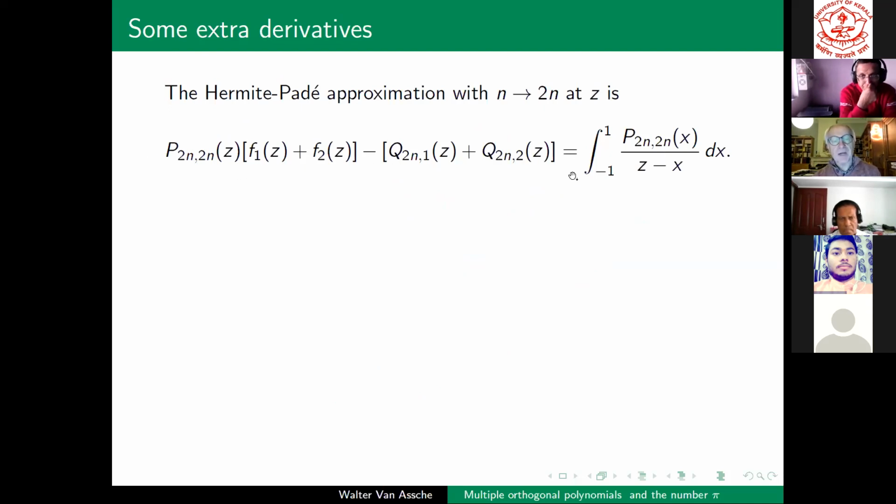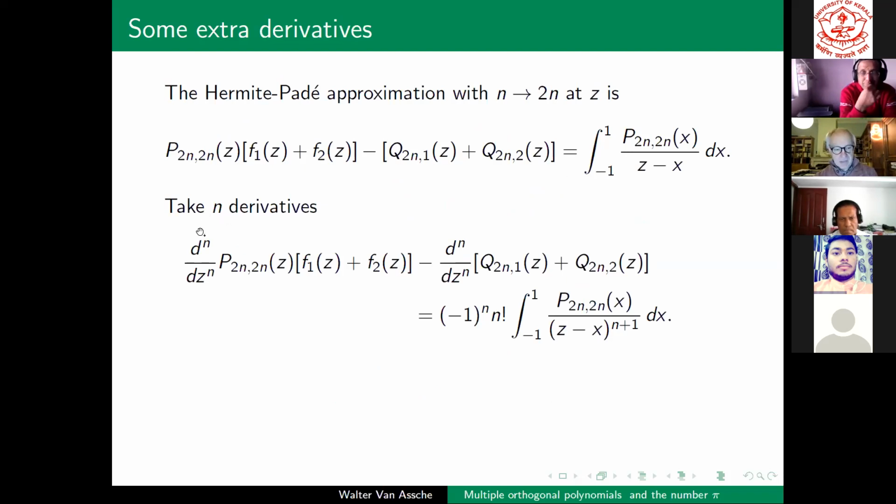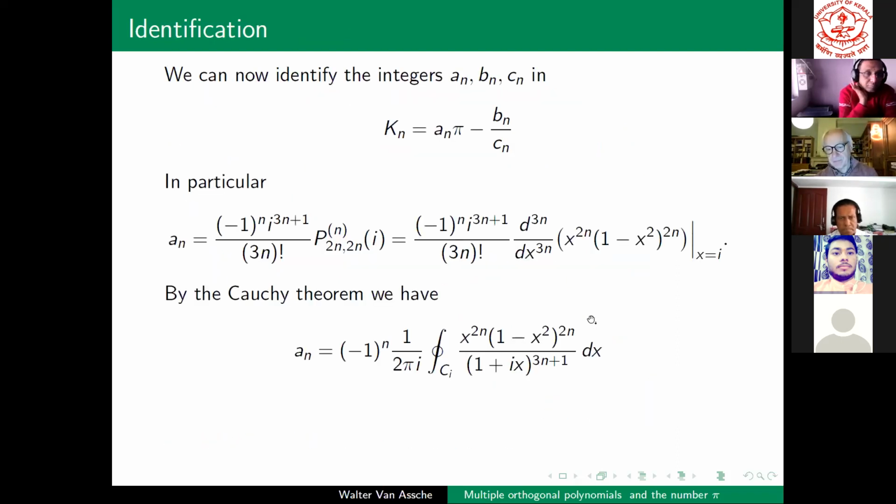So when I go back to the Hermite-Padé approximation over here and differentiate n times, then in this integral, the z only appears over here. If I differentiate the right-hand side n times, I would get this number over here. And then I can use my Rodrigues formula and integration by parts again.